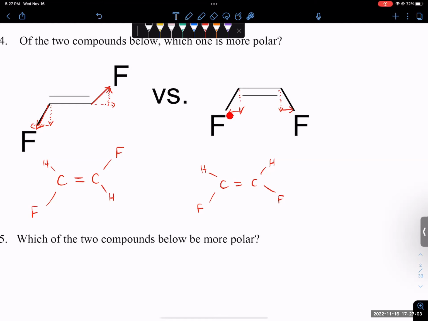So the ones pulling to the left and right cancel out, but there's a net dipole down. We can see that, right? Because they're both pulling down, whereas this one was pulling up and this one's pulling down. So when you have cis isomers, those are typically going to be more polar than trans isomers because you don't have that canceling out of the net of the dipole moments.